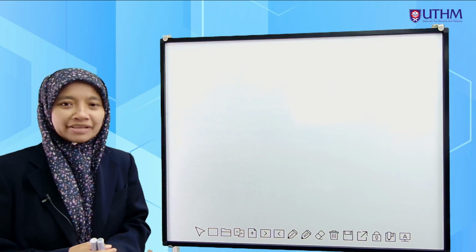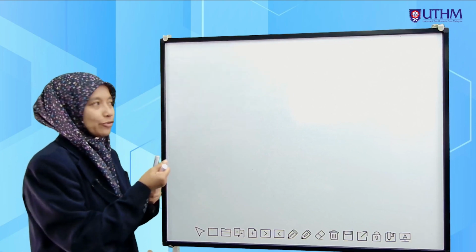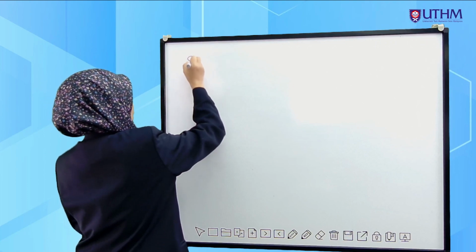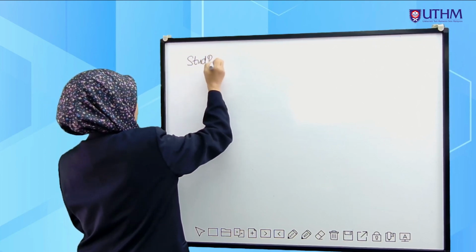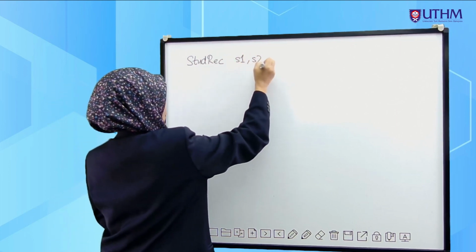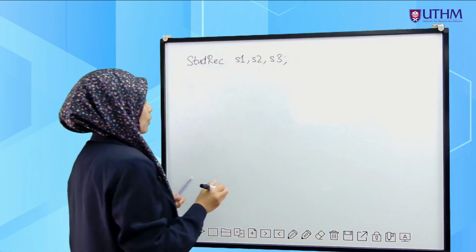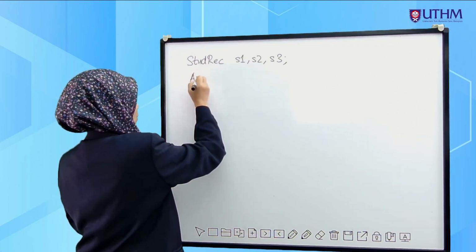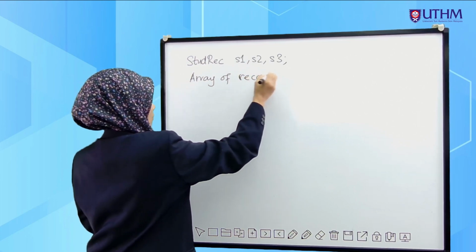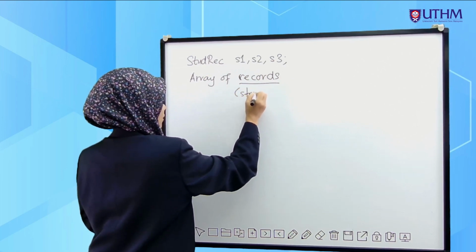Recall that in the previous lecture, we learned how to declare struct variables. If you still remember, we have a struct student record, where we have already used typedef, so we can refer to that as student record. And we had S1, S2, and S3 in the previous lecture. Now I'm going to introduce what we call an array of records. In this case, our records refer to structs.